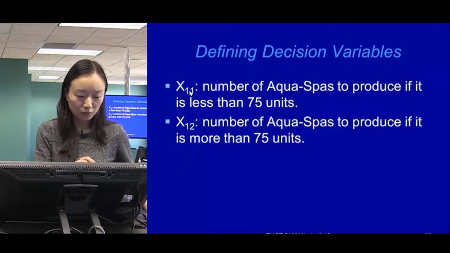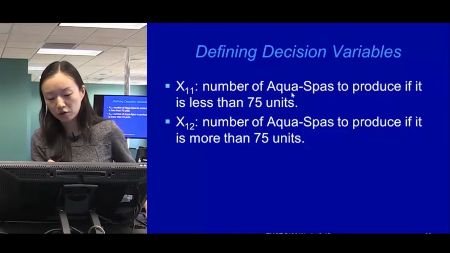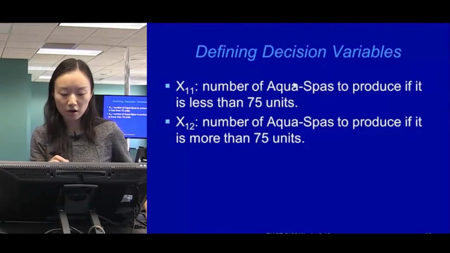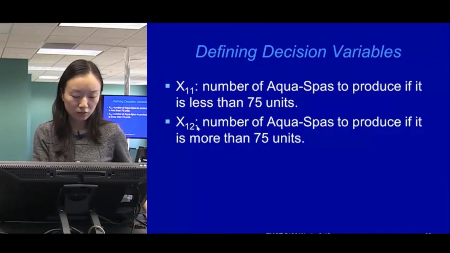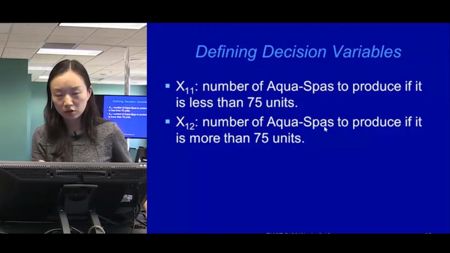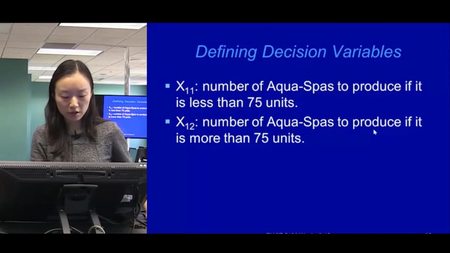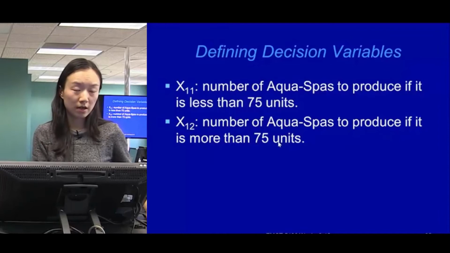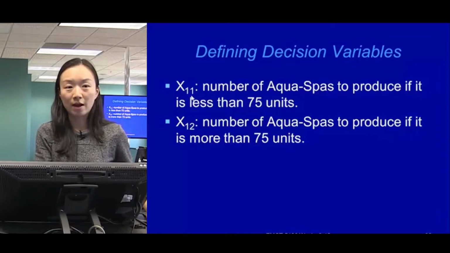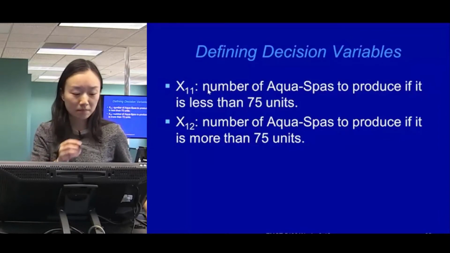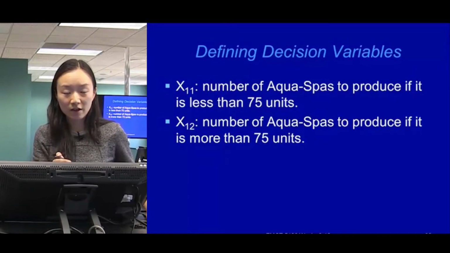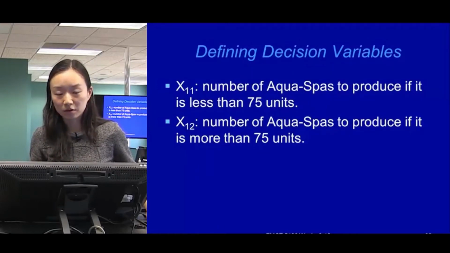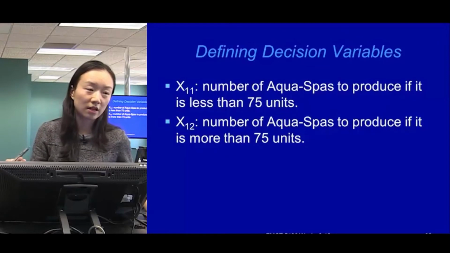So x11 means the number of equals bus, which means the total number, okay, of equals bus to produce if it is less than 75 units. And x12 is the number of equals bus, the total number, okay, to produce if it's more than 75 units. And we know that only one of them will happen, right? It's not like last time, when x11 represented the quantity within the first 75 and x12 the quantity beyond the first 75. Okay, in that case, both can exist, right?